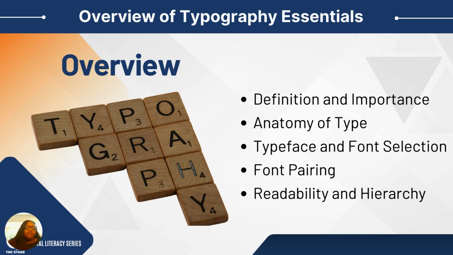So, typography essentials overview. First we're going to talk about the definition and importance. That's understanding what typography is and its significance in graphic design. Then we're going to go into the anatomy of type. Now, when we're talking about anatomy of type, we're talking about learning the key components of typefaces, such as baseline, ascender, descender, cap height, x-height, and serif.